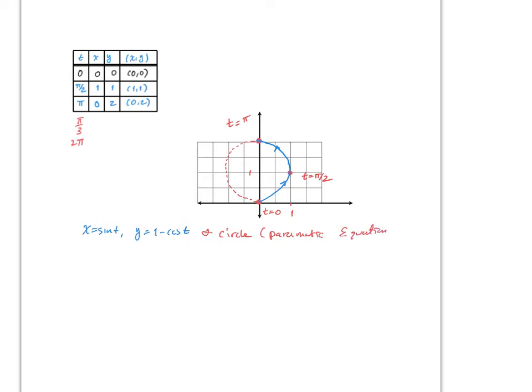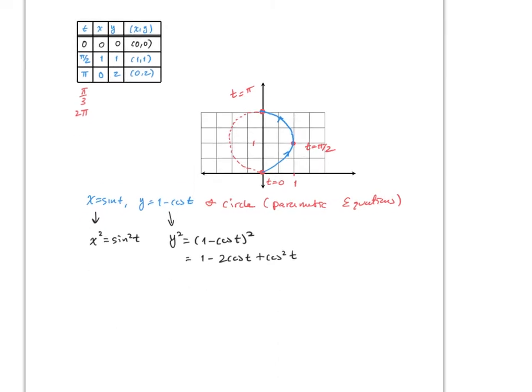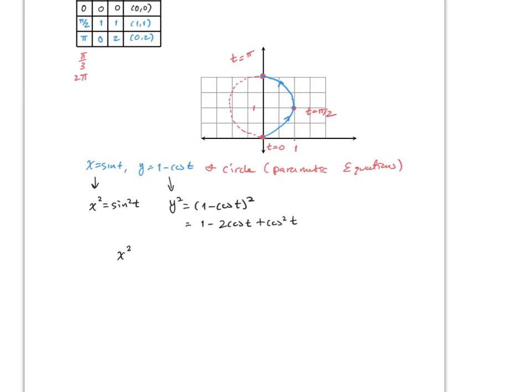Now let's verify that it's actually a circle using what we know from Cartesian coordinates, which is what we have used before. So if x equals sine t, notice that x squared obviously has to be sine squared t. And notice that y squared is going to be (1 minus cosine t) squared, which if you expand it is 1 minus 2 cosine t plus cosine squared t. Now, we already know that the equation of a circle, x squared plus y squared equals r squared, represents a circle. This is from pre-calculus. Okay.